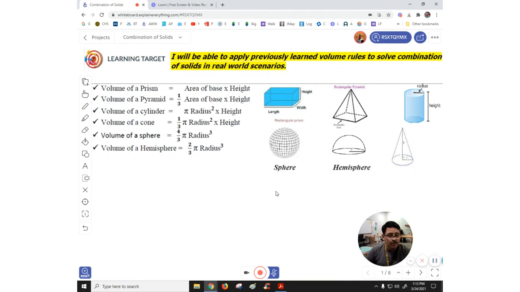Okay, so let's have a quick look at these. Volume of a prism, let me increase the thickness. It is area of base times height.